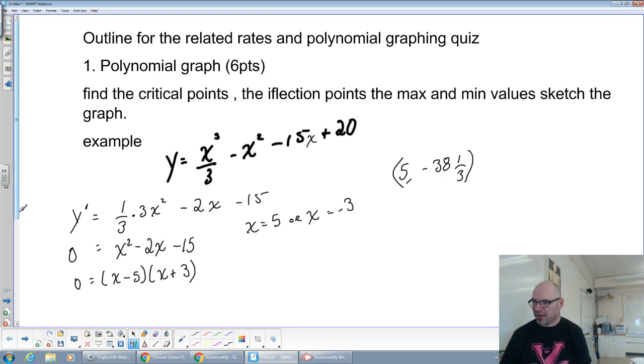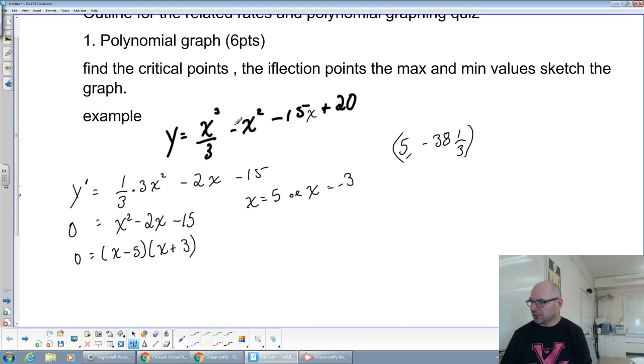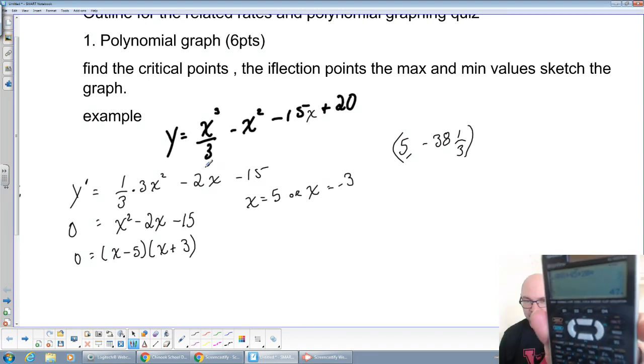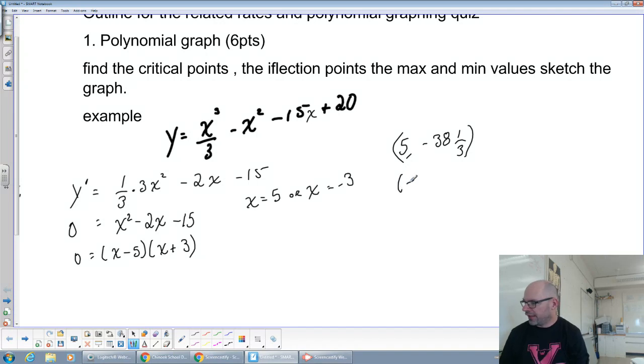Okay, and then if you do x equal negative 3, so you go negative 3 to the power of 3. So that's negative 27 divided by 3. That's negative 9 minus negative 3 squared, which is minus another 9. This gives us negative 18 minus 15 times negative 3, which would be like adding 45, and plus 20. So I get 47. So negative 3 and 47. So there's our two critical points.